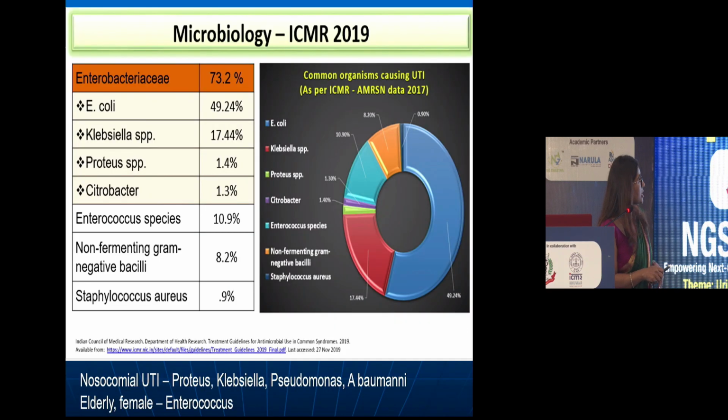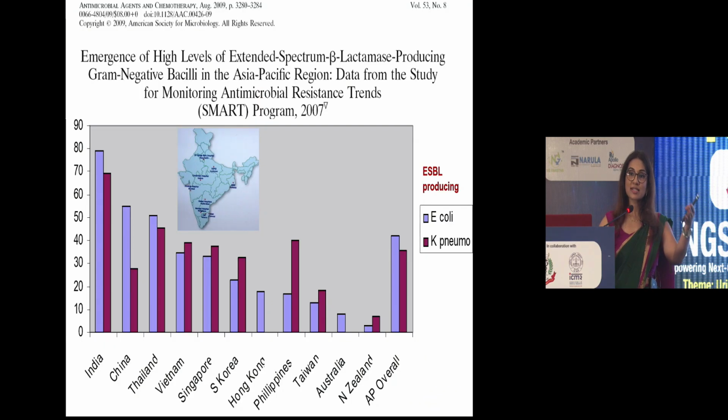This is the ICMR data, which also suggests that it's Enterobacteriaceae for 70%. Then it is followed by maybe Enterococcus in close to 10%, and then the NFGNB, which is Pseudomonas aeruginosa, in a few of the patients. This is very important for us to know, that it is Enterobacteriaceae which is going to be the most common. Then we look at the susceptibility.